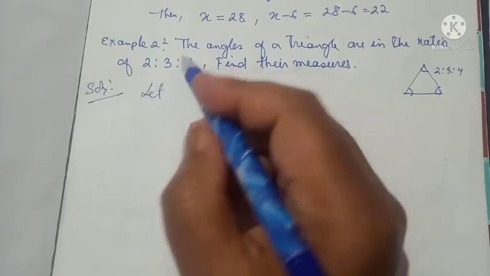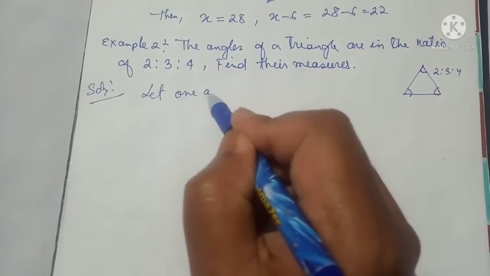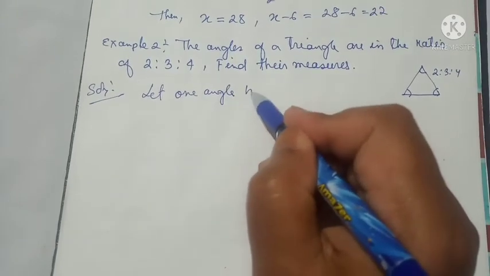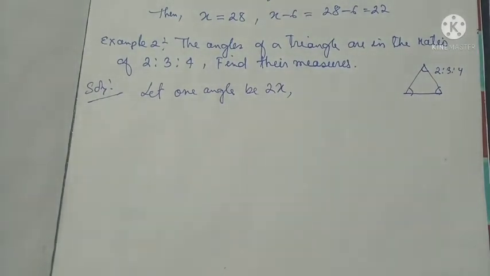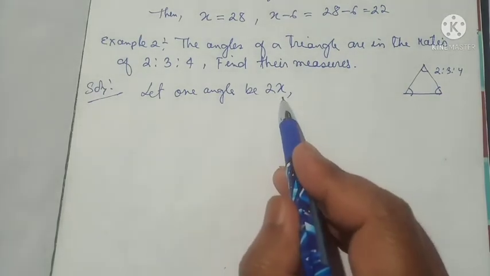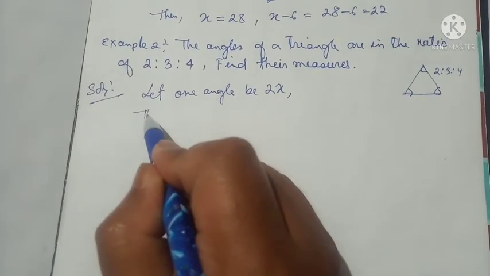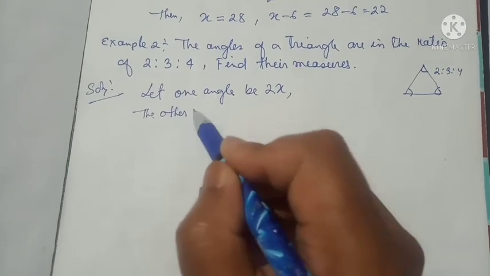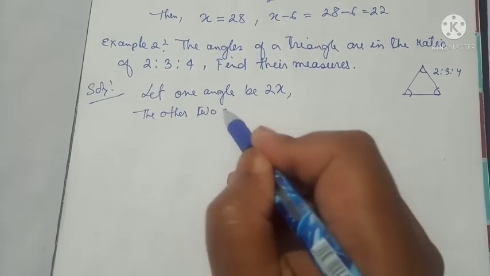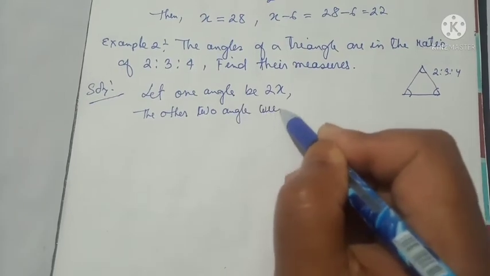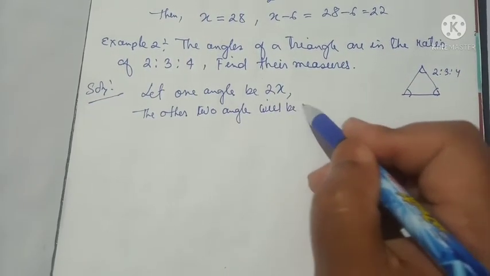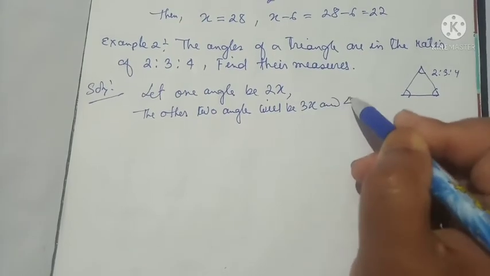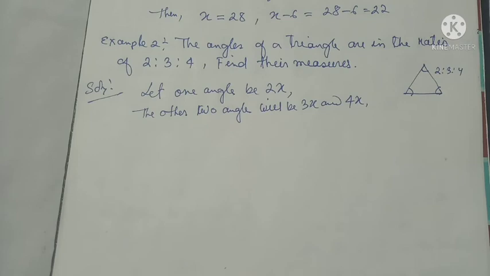Let one angle be 2x. We have to consider the 2x. The other two angles will be 3x and 4x. So if you want to find out the measures of the angles of the triangle, then the sum of all the angles of the triangle is equal to how much? 180 degrees. We have to recall that formula also.